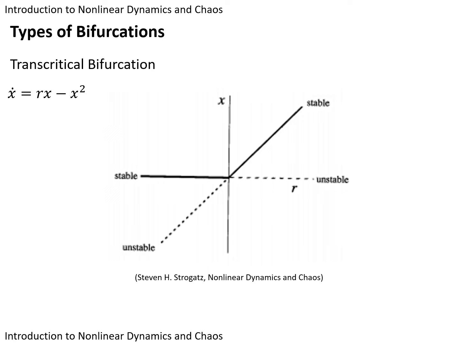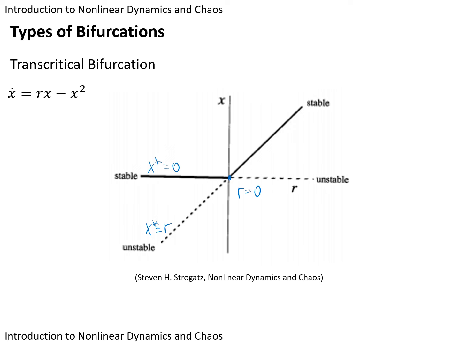Here we have a transcritical bifurcation. We can see the bifurcation point r equals 0, and when our r is negative we have two equilibria, x equals 0, which is stable, and x equals r, which is unstable.